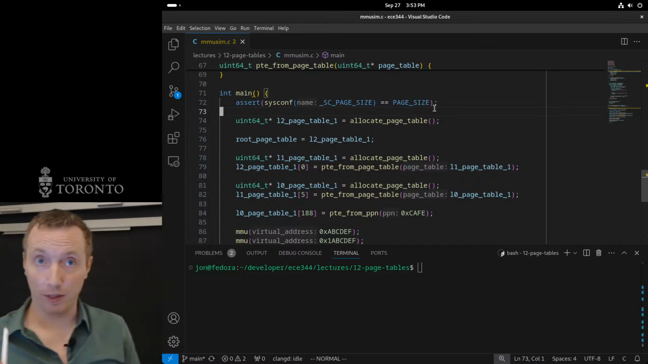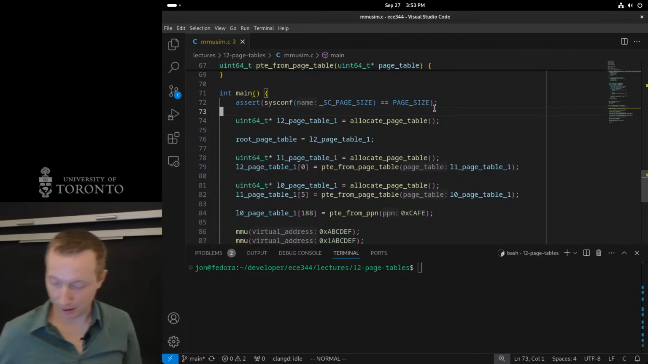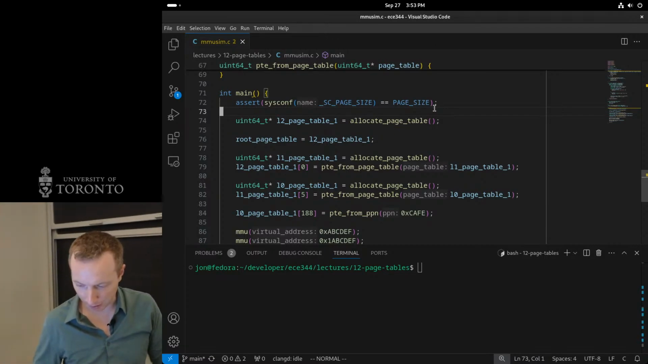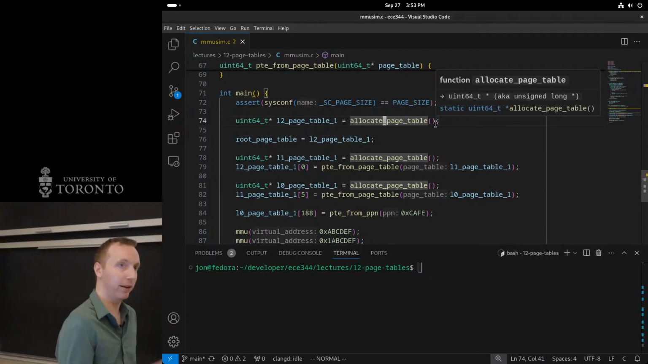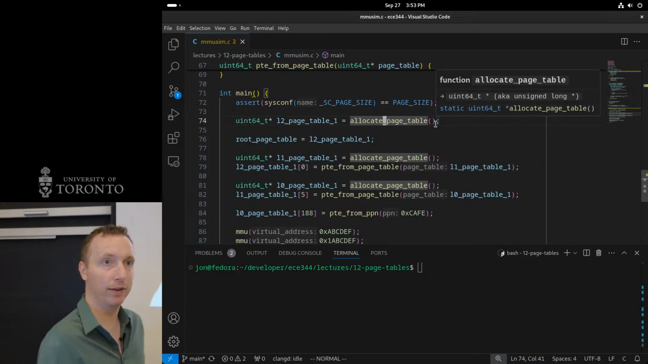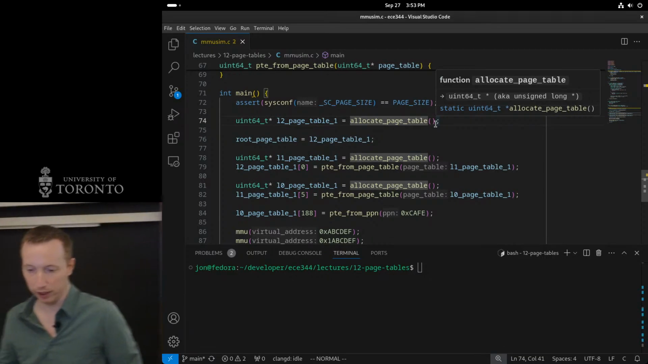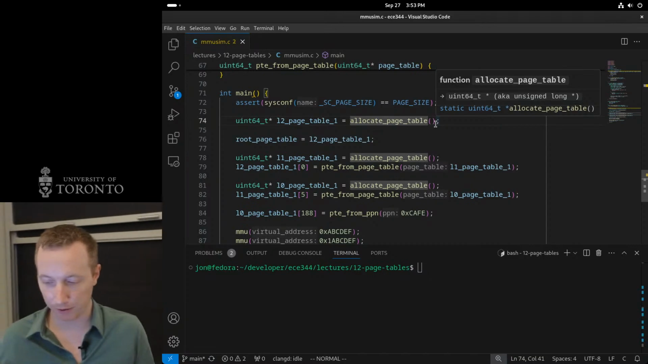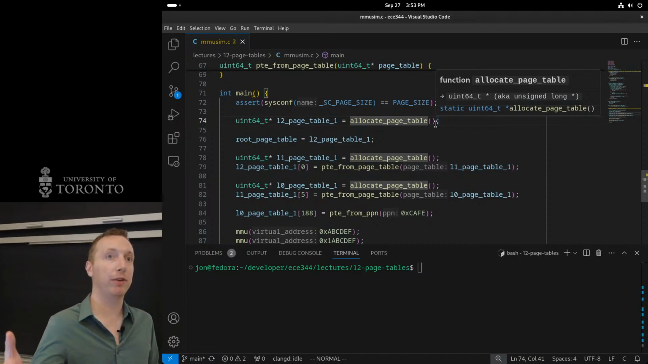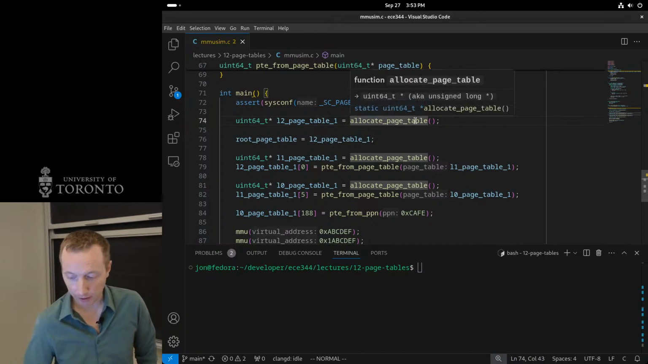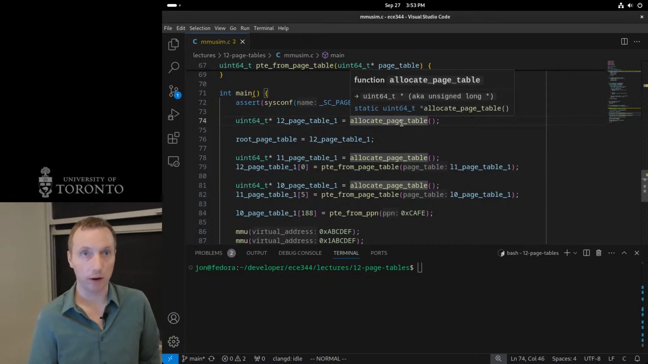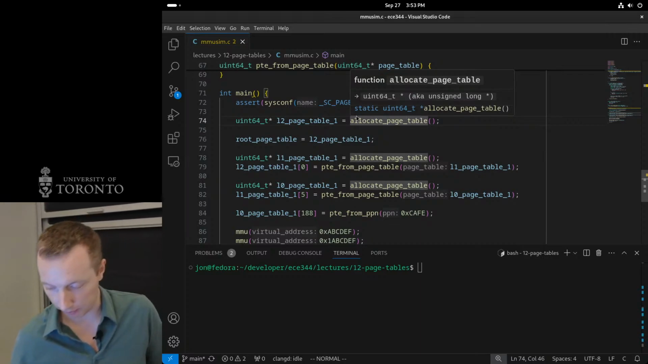So, this will hopefully also help. I wrote a function called allocate page table. All that does is give me a new page. And then I wrote a bunch of helper functions so I can create a page table entry for a physical page number. So, I'm assuming that all of these page tables, or all the memory I get, are physical addresses.